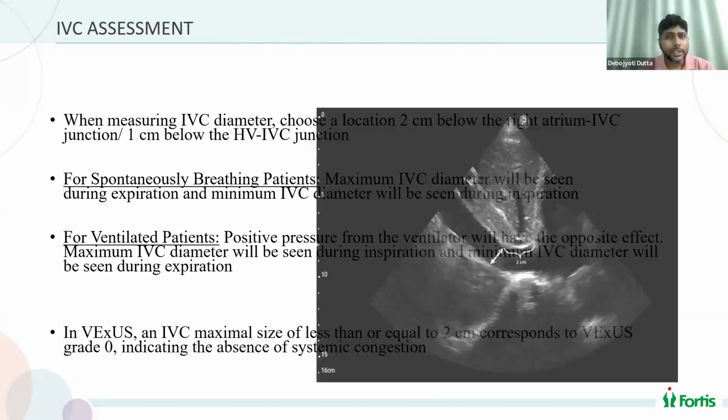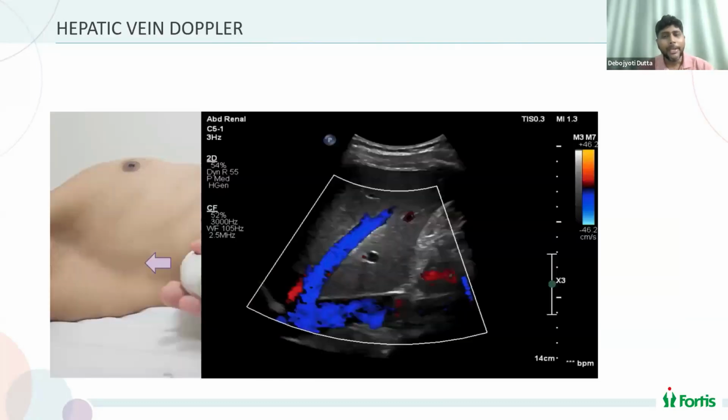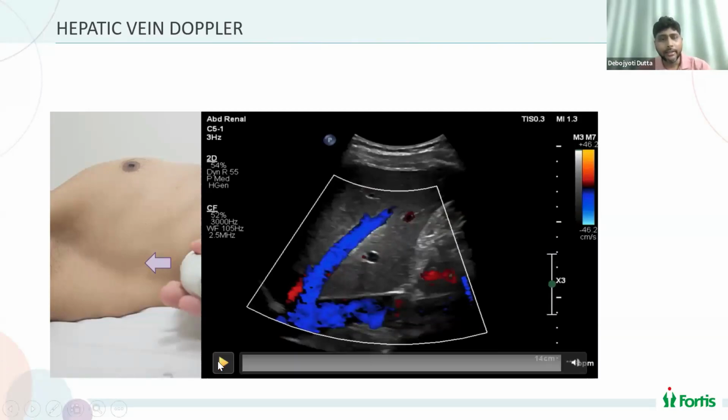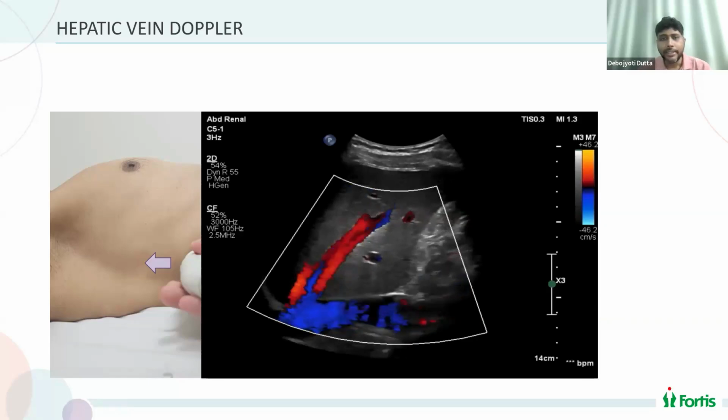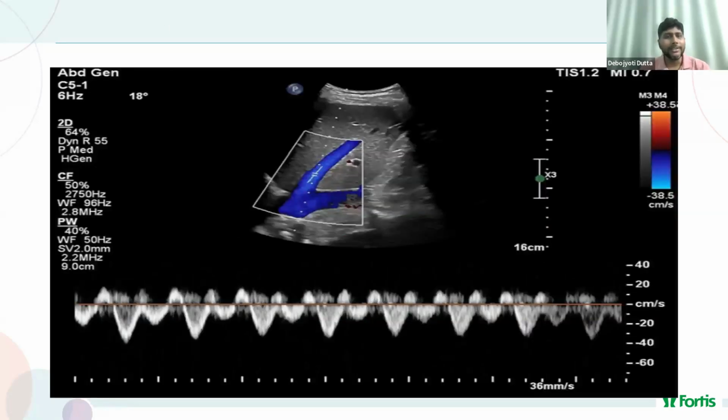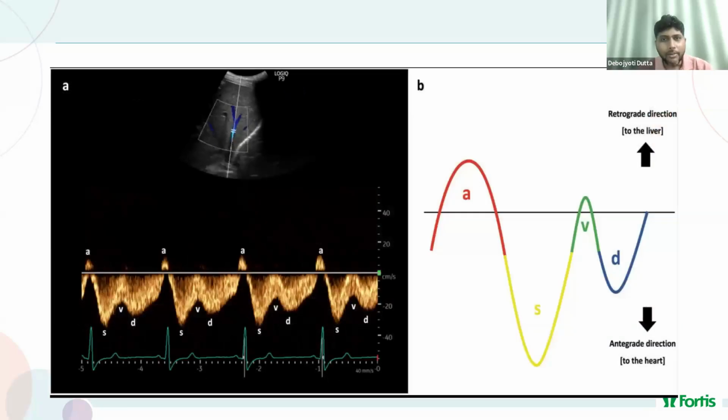Now for the hepatic vein, we check the hepatic vein as a connection between the IVC and the hepatic vein. We put on the color Doppler, then we put the pulse wave Doppler. We see the waveform, like this is the waveform picture. Now if we go to the waves: A wave, S wave, V wave, and D wave. These are the four waves of the hepatic vein.